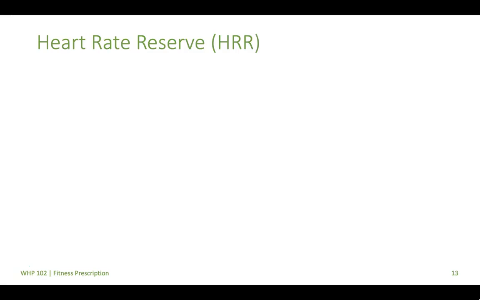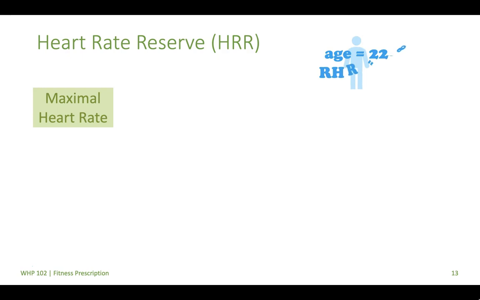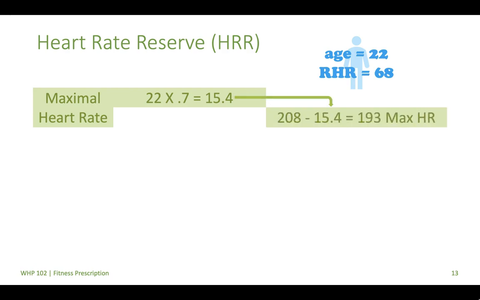Let's calculate your heart rate reserve. First, you will need to estimate your maximal heart rate, which is the fastest rate at which your heart will beat in 1 minute. Please note: this is definitely not where you want to be exercising. Let's calculate heart rate reserve for an individual who is 22 with a resting heart rate of 68. First, multiply your age by 0.7. So 22 multiplied by 0.7 equals 15.4. Now subtract 15.4 from 208. In our example, this individual's maximal heart rate is 193 beats per minute.